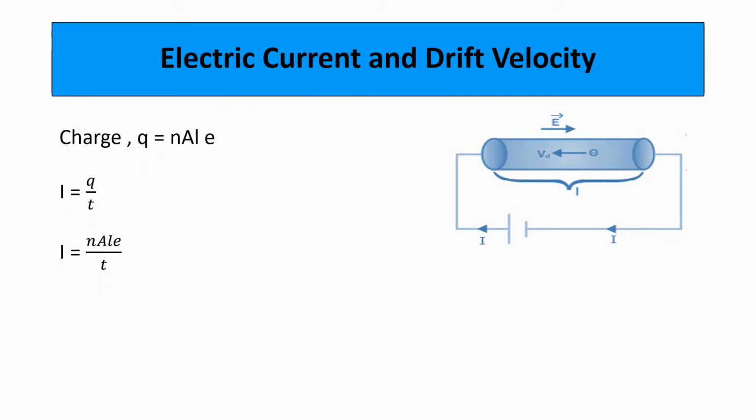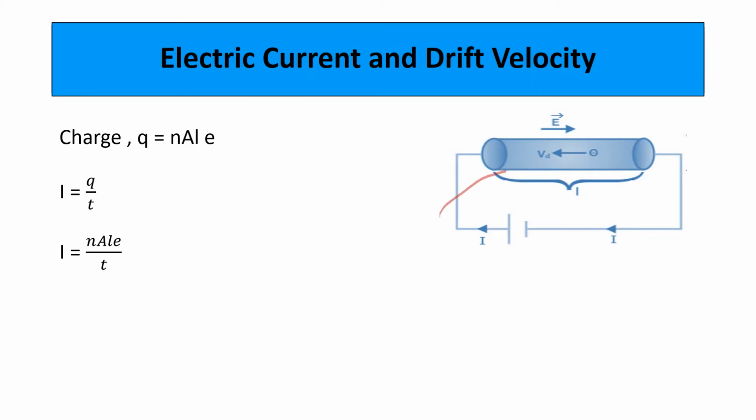Charge Q is equal to nALe. This is the total charge. Current is the rate of flow of charge. Therefore, electric current I is equal to nALe divided by t. What is this t? t is the time taken.